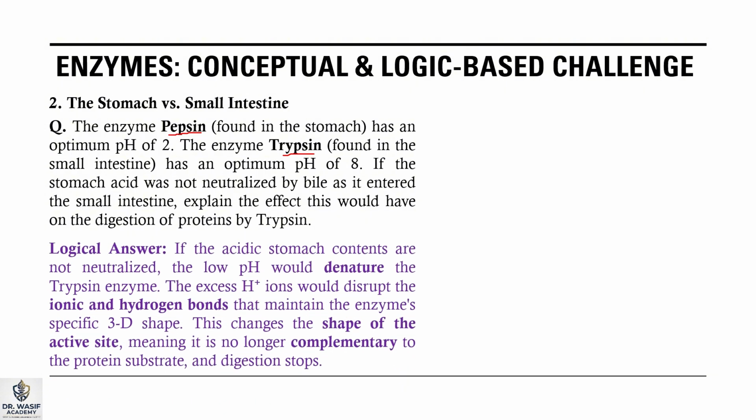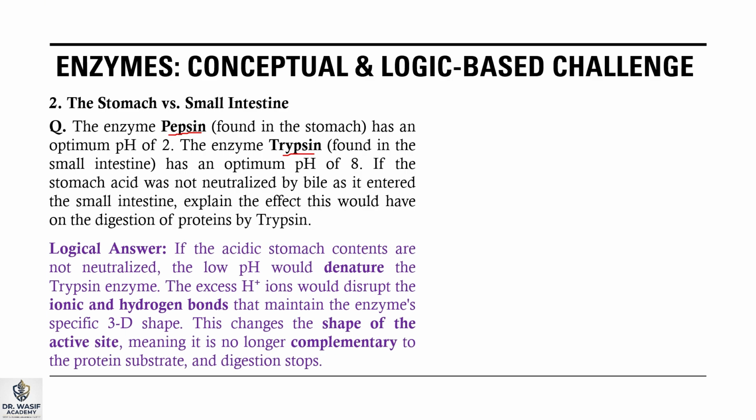The answer here is, if the acidic stomach contents are not neutralized, the low pH would denature the trypsin enzyme, because the excess hydrogen ions would disrupt the ionic and hydrogen bonds which maintain the enzyme's specific 3D shape. This changes the shape of the active site, meaning it is no longer complementary to the protein substrate, and digestion then stops. This is due to the change of the environment.